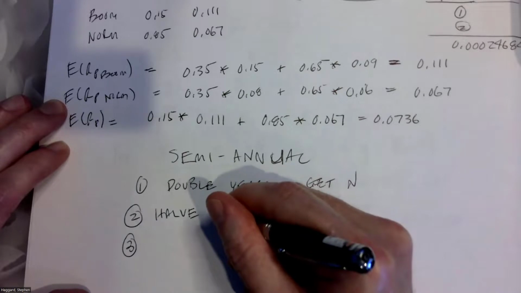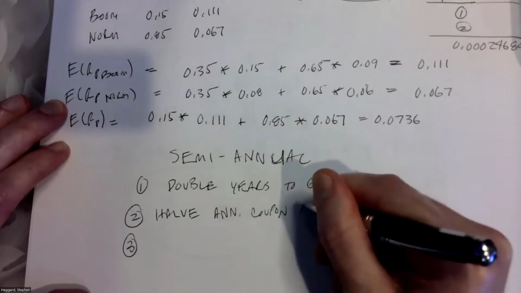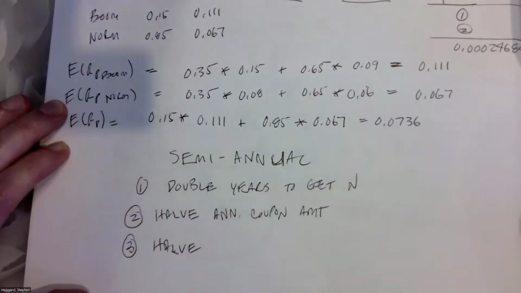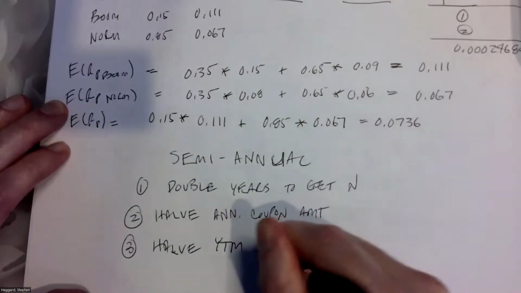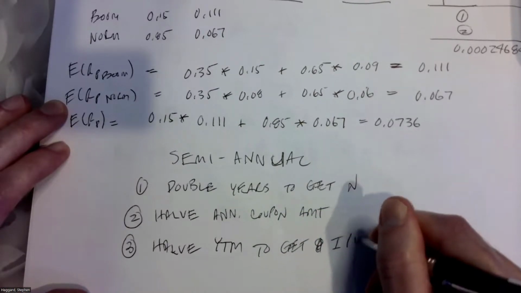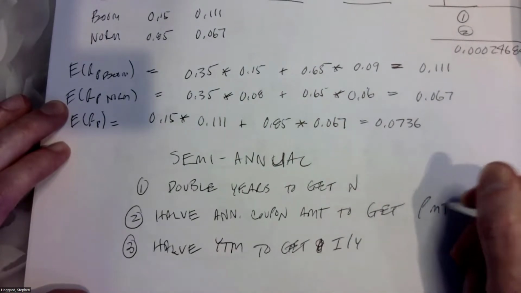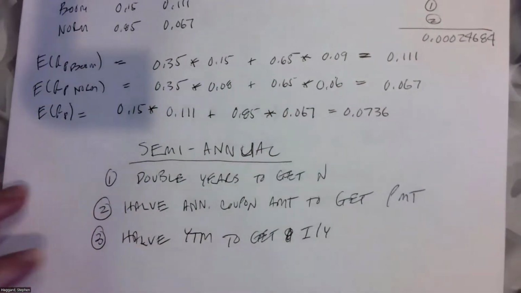Payments. Oh, okay. So the annual coupon amount. And what's the other thing that we have to cut in half? I. Yeah, so the yield to maturity to get I. And this is to get PMT. Now, most of the time, if I tell students this and I ask them to price one of these bonds, they can do all that just fine.